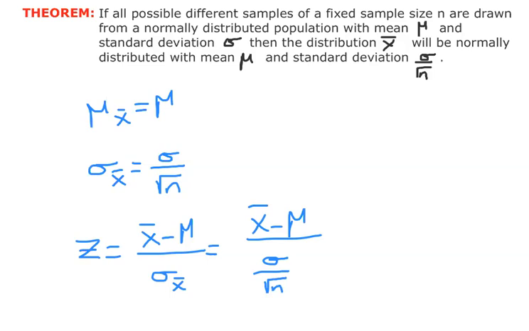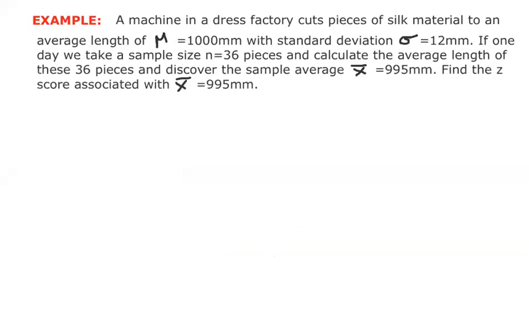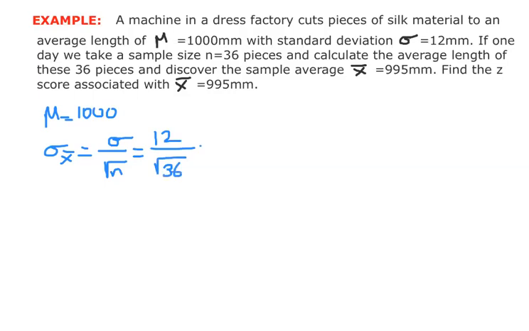So let's go back to our question. In our example, let's write down what is given. Mu is equal to 1000. We already calculated, but let me calculate again. Sigma x bar is equal to sigma divided by square root of n. My sigma in the question is given as 12 millimeter, divided by square root of 36, which was calculated and we got 2 millimeter. Therefore, x bar is given to us as 995.